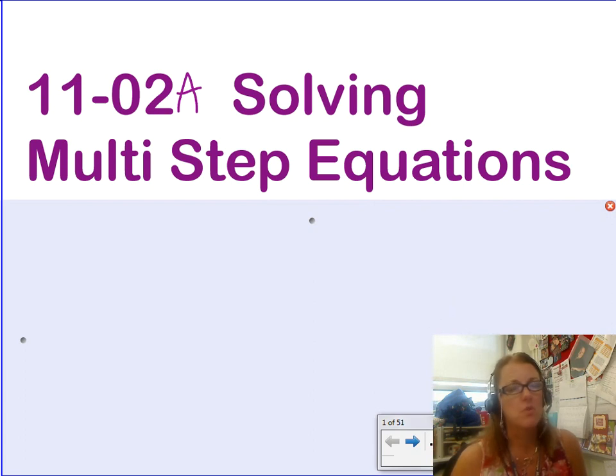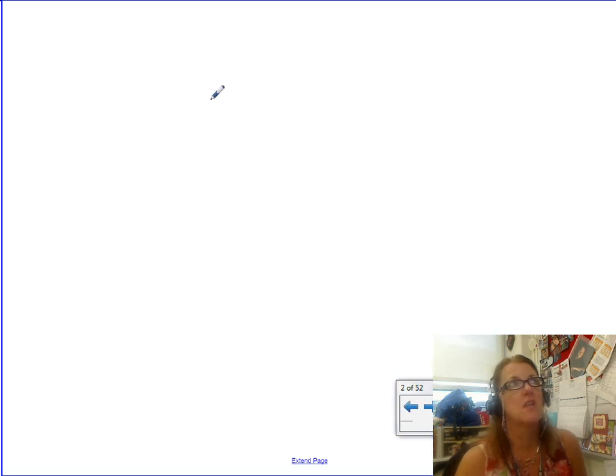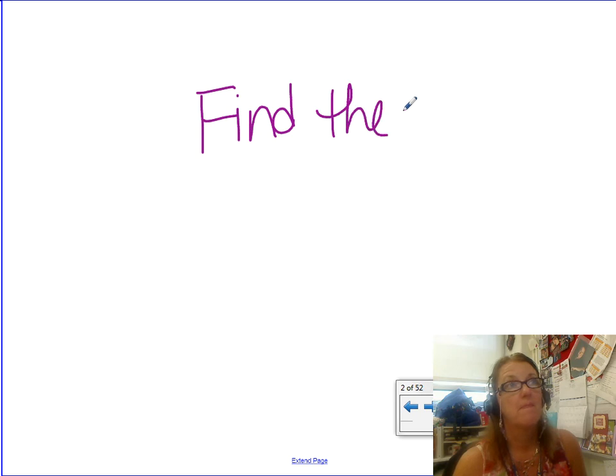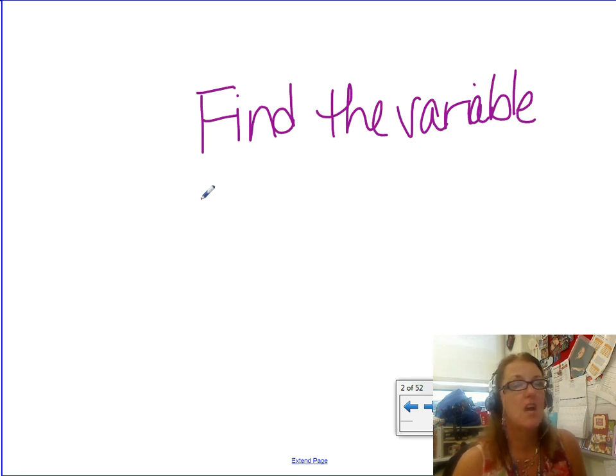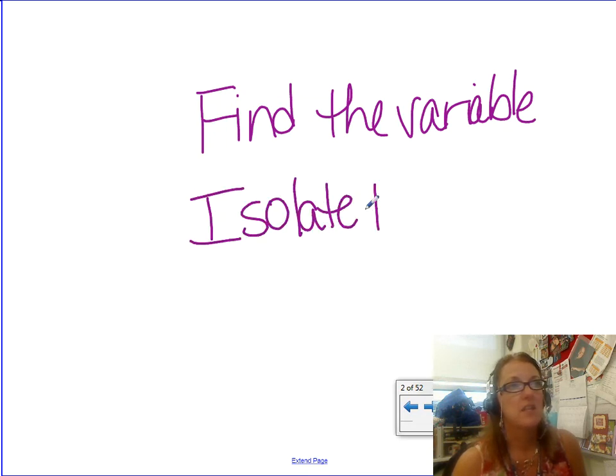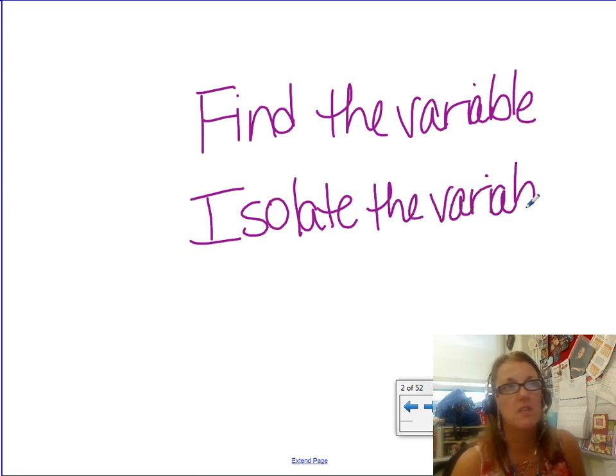Okay. Now, most of the time, when we were doing equations before, long ago, we practiced this mantra or these steps. Basically, it was always find the variable wherever it is. Could be on the right, could be on the left. And then your job was to isolate it, or get it alone. I'm going to use the word isolate because that's a little more compact. Isolate the variable. That means you have to get rid of all of the other numbers and things with it.